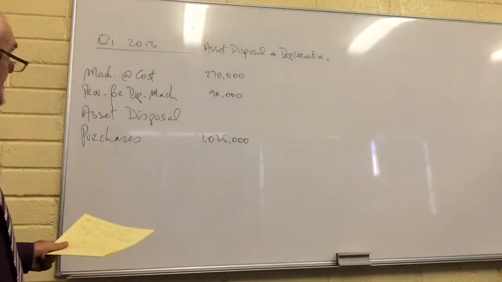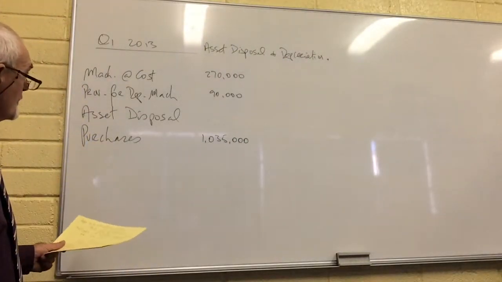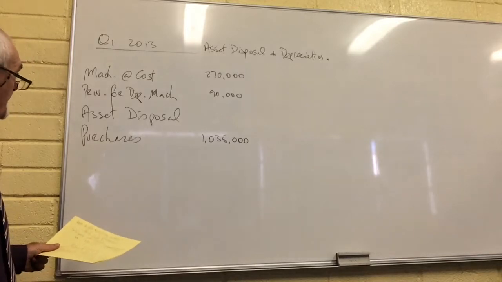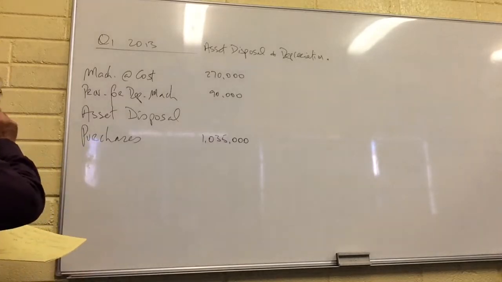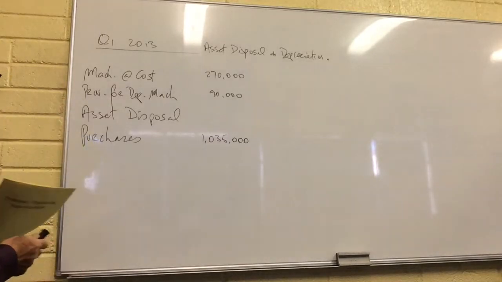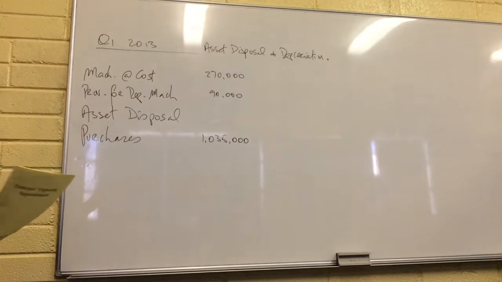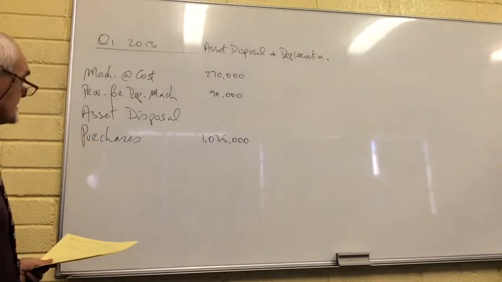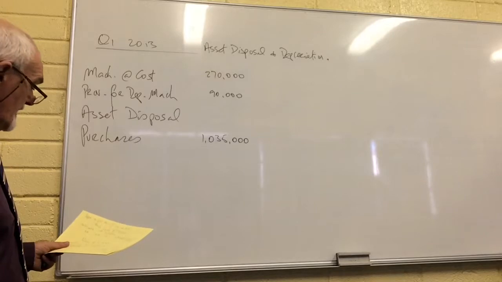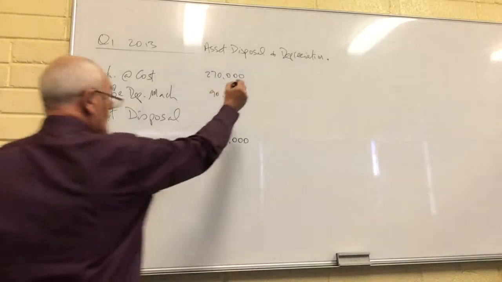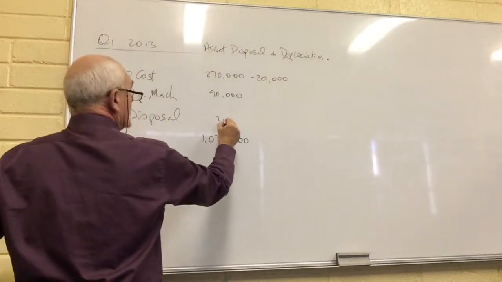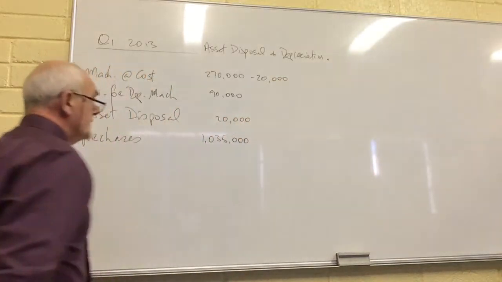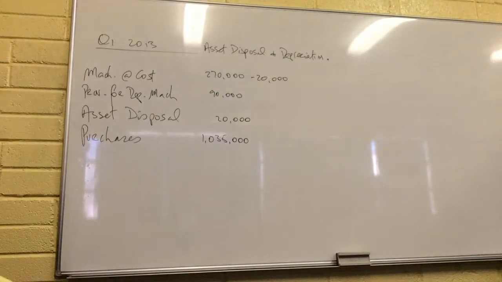Asset disposal and depreciation, we look at the 2013 question 1 as our example. We've got machinery that cost €270,000 in the trial balance, on which we've written off 90,000 in depreciation already. So the question tells us that we disposed of a machine that had originally cost 20,000. So we've got to take that out of machinery at cost figure, and we'll put it down in our asset disposal. And now we've got to calculate how much depreciation has been written off the machinery since we bought it.